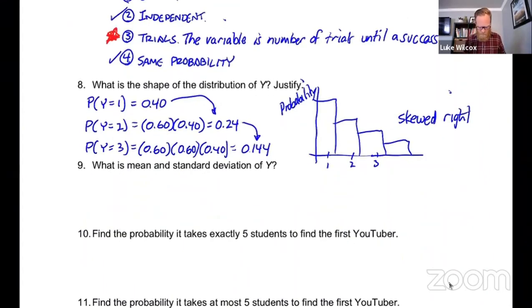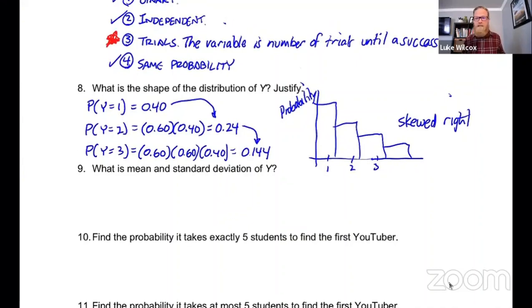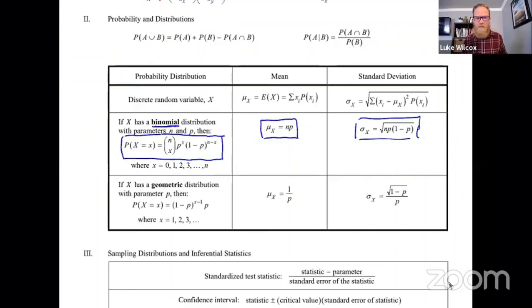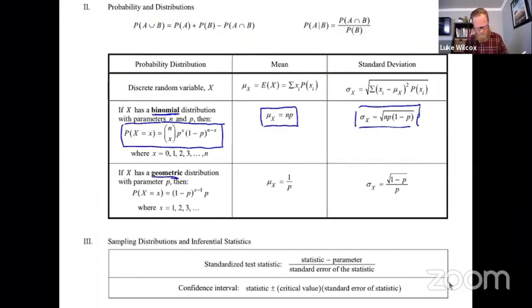Okay, next up, we are looking for the mean and the standard deviation of y. And our formula sheet here is going to give us some help again on this one. Right below binomial distribution, we have formulas for a geometric distribution. So here's your formula for the mean. And then quick note here, this formula for standard deviation is brand new to the formula sheet for 2020. This was not on the previous versions of the formula sheet, but it is now part of the formula sheet and we are responsible for it.